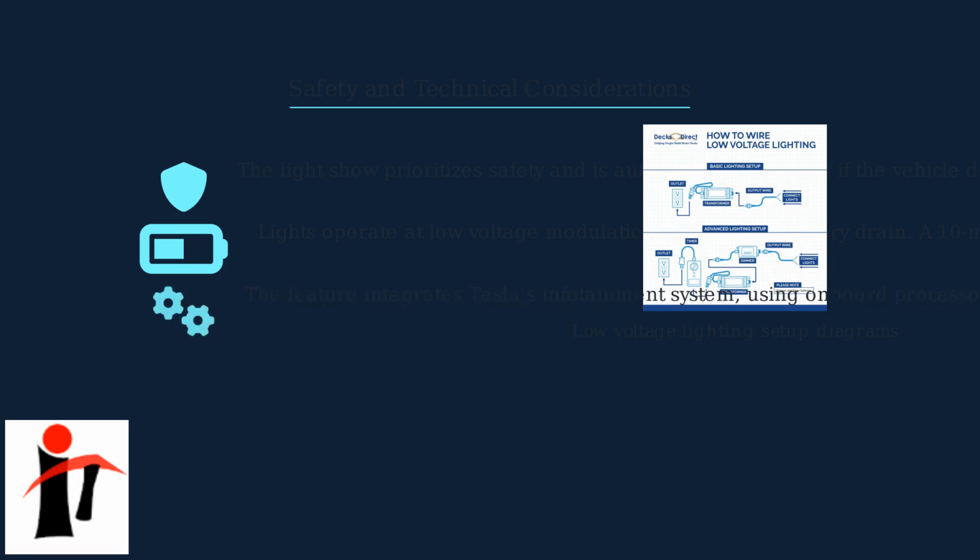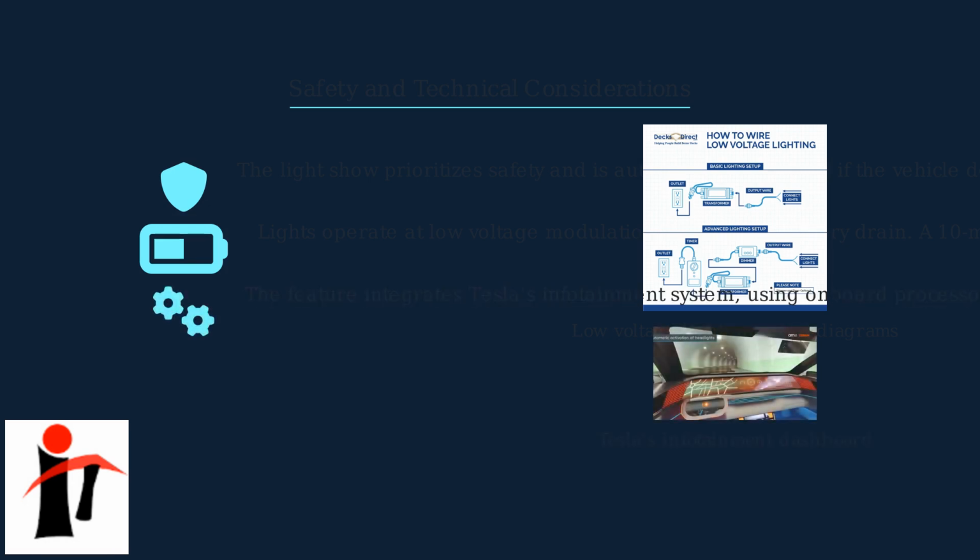This functionality is built upon Tesla's broader infotainment system, leveraging onboard processors for real-time audio processing. The system operates independently without cloud dependency for its core functions, ensuring reliability and privacy. Security considerations are addressed through regular over-the-air software updates, which patch any potential vulnerabilities and maintain the system's integrity.